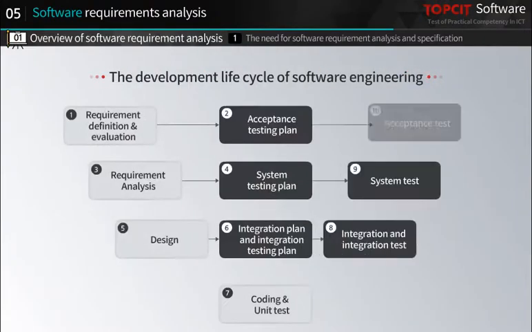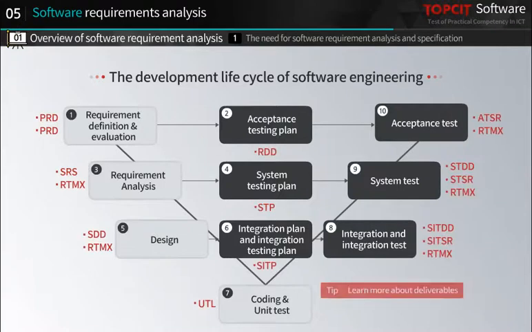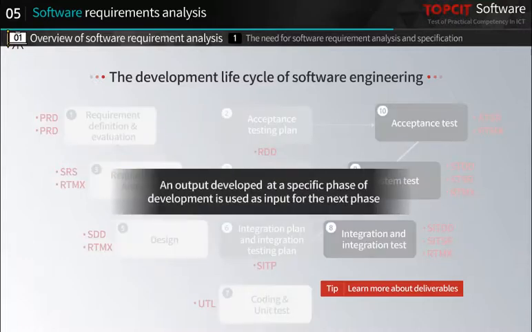The development lifecycle of software engineering is generally described by the V model as shown on the screen. A number of various outputs are developed at each phase of development in this lifecycle. Of these, some of the outputs may exist independently, but most of the outputs are closely related. In other words, the output created at a specific phase of development is used as input for the next phase, resulting in the deliverables of that stage.